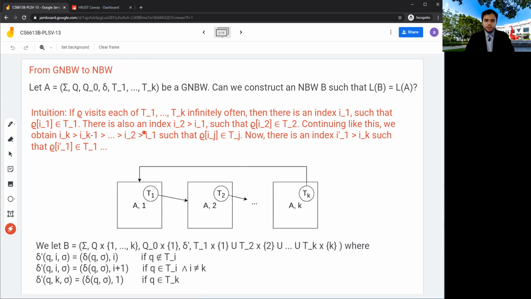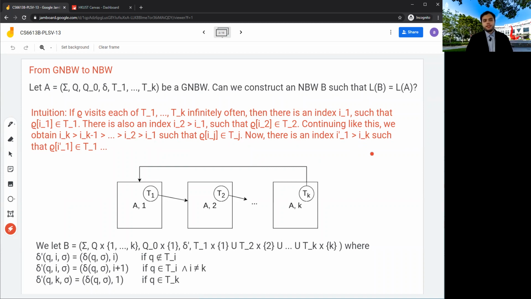No, that's right. No matter what the order is, you can always find these indices that I talked about. So it doesn't matter what the order of your target sets was. Because you know that you have visited T1 infinitely often, you know that there is some index I1 where you visit T1. Okay, I got the point. I'm not really relying on order here. Okay, I got it. Thank you. Okay.